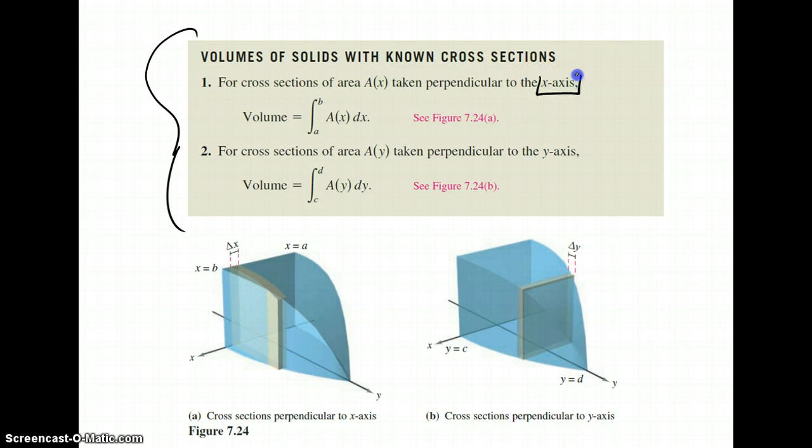And perpendicular to the x or y axis is very important because it tells you what to integrate with respect to. So if you think of disks and washers, our formula was just the integral of pi r squared with respect to x or y. So now all we're doing, this was just the area of a circle. So volumes of cross sections is just the integral of whatever the area formula is. And again, the x or y axis just determines what you integrate with respect to.